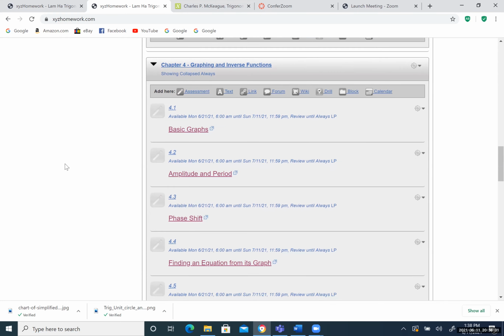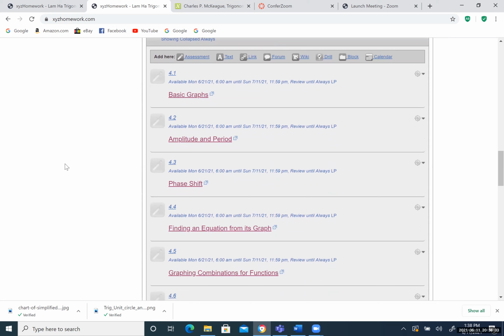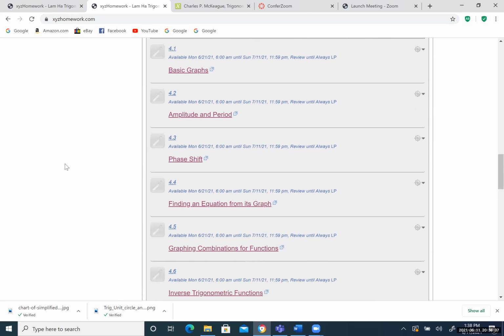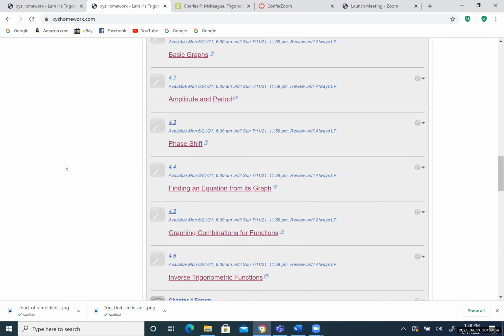So for 4.1, as you notice, we will go over basic graphs, and in 4.2, you learn about amplitude and period of trig functions. I'm focusing on sine, cosine, and tangent, but mostly sine and cosine. Phase shift: you learn how to look at a graph, move up, move down, move right, move left. But for all of this, you only need to know the basics, okay?